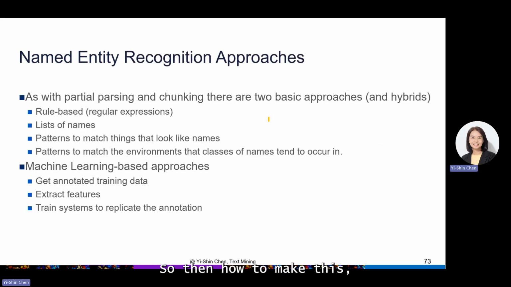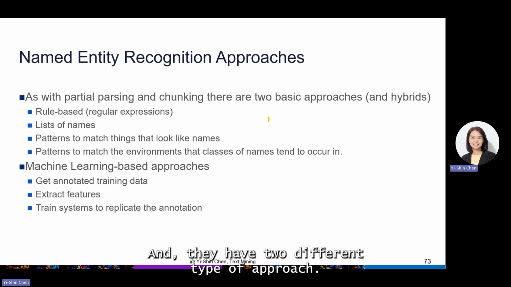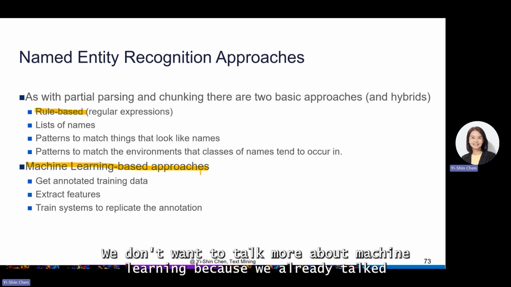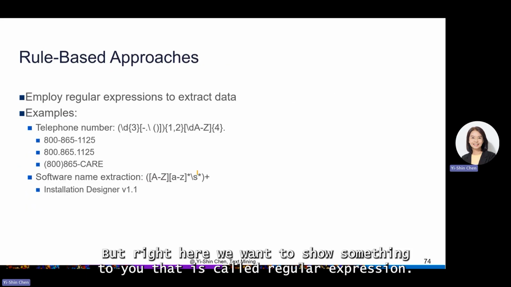Okay, so how do we make this named entity recognition perform in a better way? There are two different types of approach. One is more of a rule-based approach, and one is more like a machine learning approach. We don't want to talk more about machine learning because we already talked about classifiers last time. You can directly think about that. But right here, we want to show you something called regular expression.